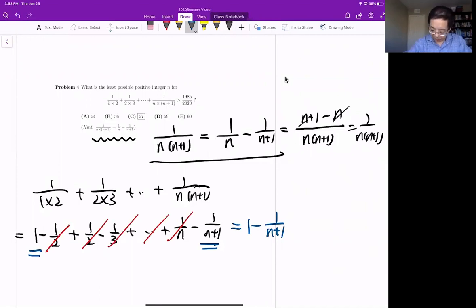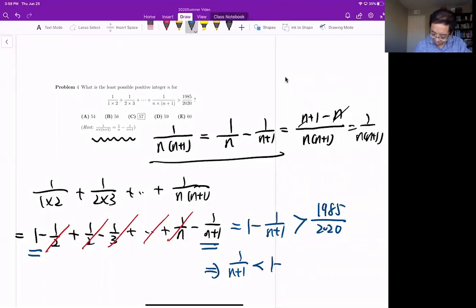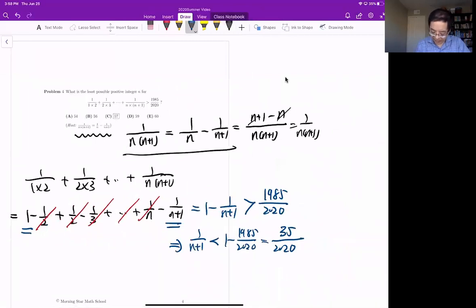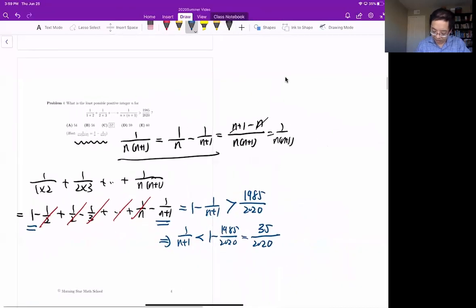Now we want this to be bigger than 1985 over 2020. What does this mean? 1 minus something is bigger than a fraction on the right-hand side, so that something has to be less than 1 minus 1985 over 2020. You calculate this, and it is 35 over 2020. So we want 1 over n plus 1 to be less than 35 over 2020.